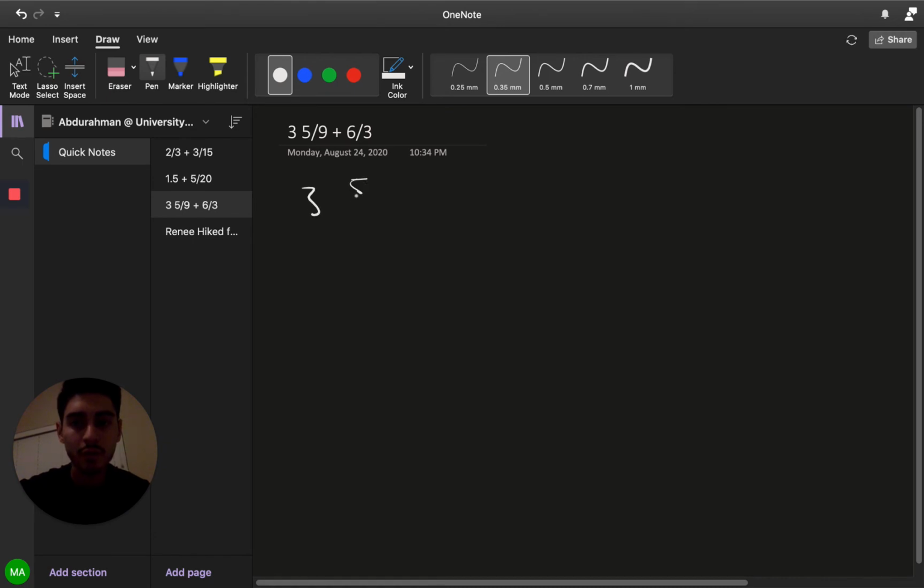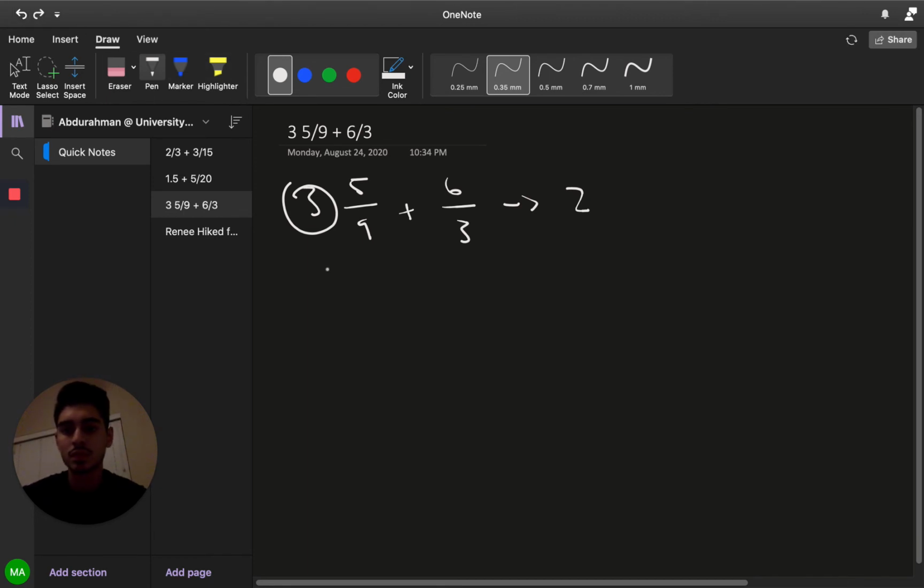3 and 5 over 9 plus 6 over 3. So 6 over 3 actually reduces to 2. So this is kind of a trick question. When you're adding fractions and you have a whole number like that, what you can do is separate those numbers, because 3 and 5 over 9 is the same thing as 3 plus 5 over 9.